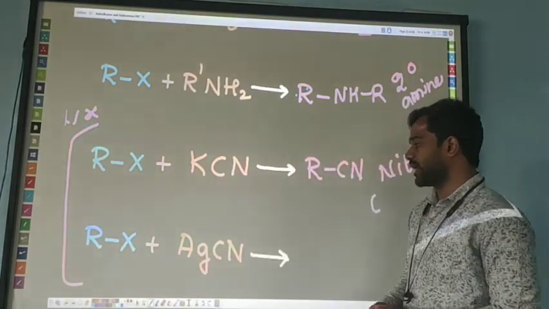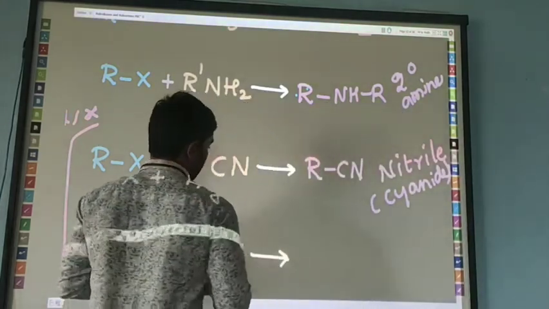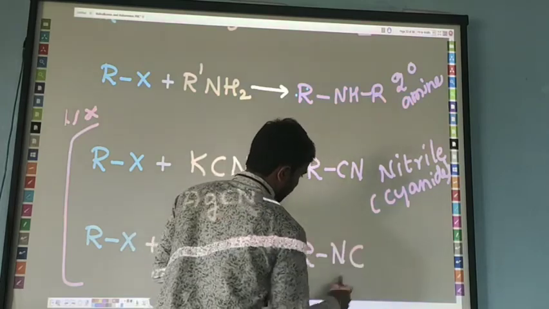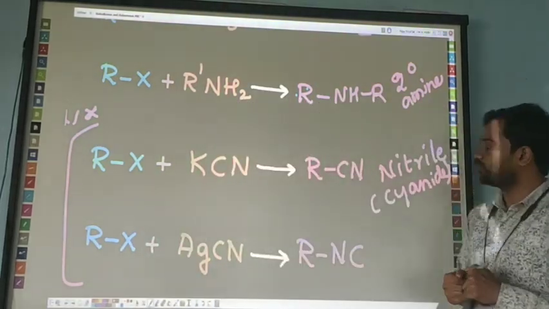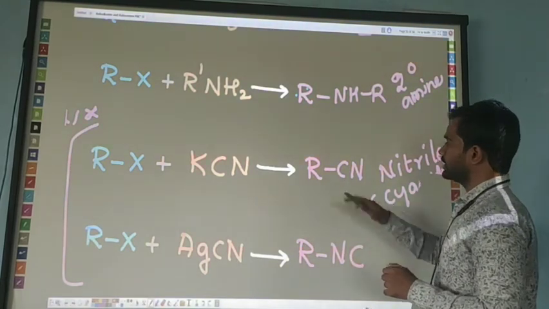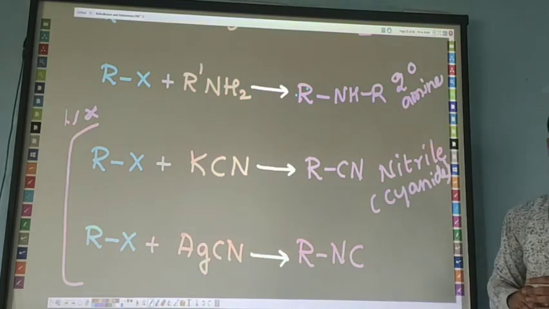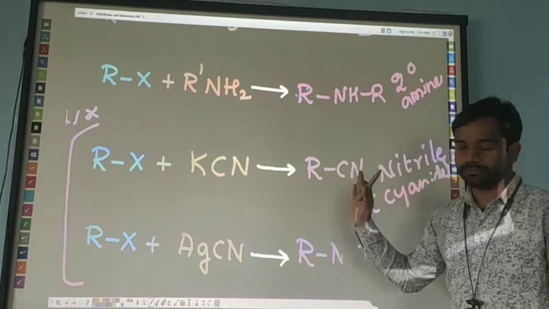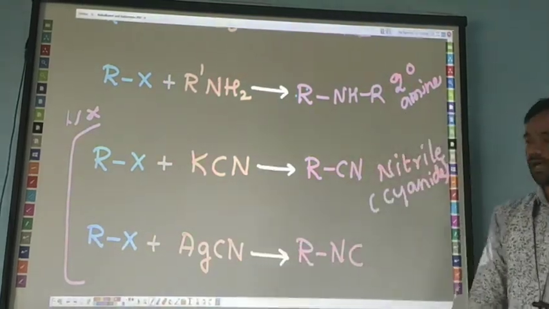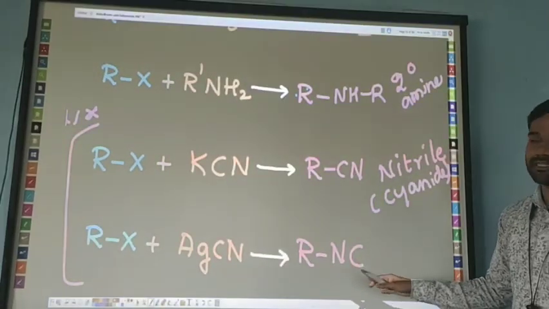When alkyl halide reacts with silver cyanide, let's see what's going to form here. We just have to remember that RNC is going to be generated. If the alkyl group reacts with CN minus, that is the formation of nitrile, where the cyanide group has been attached to the alkyl group. But when alkyl halide reacts with silver cyanide, an isocyanide or isonitrile complex is going to be generated.